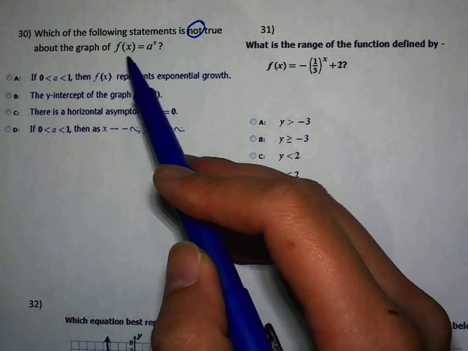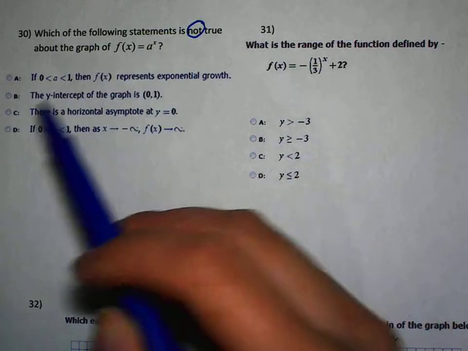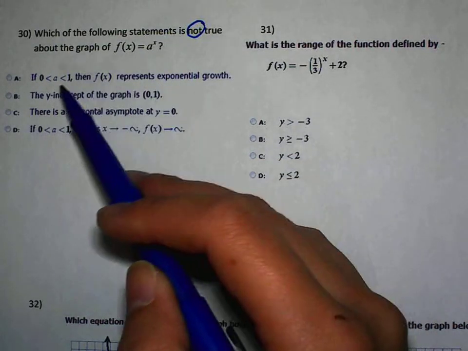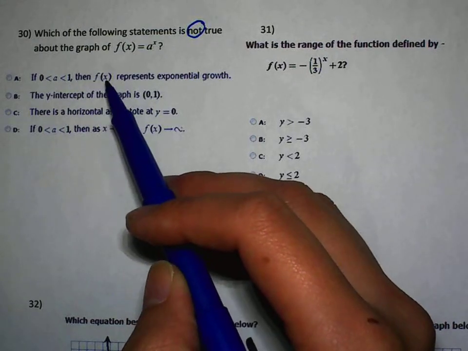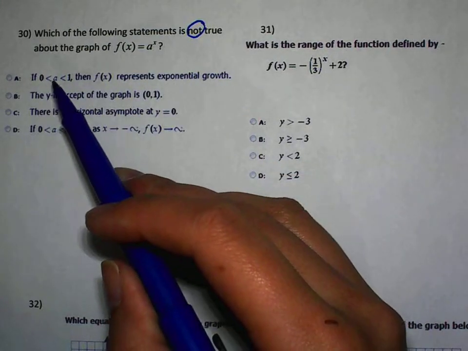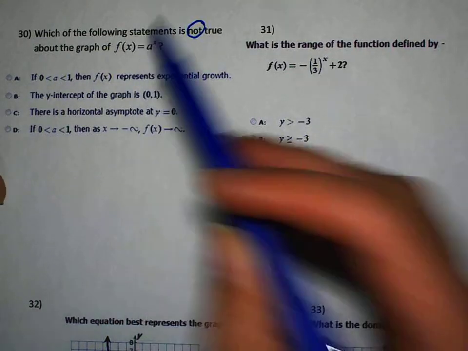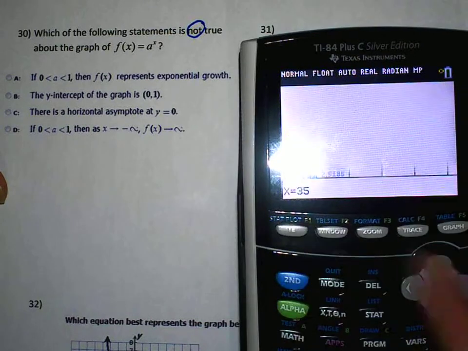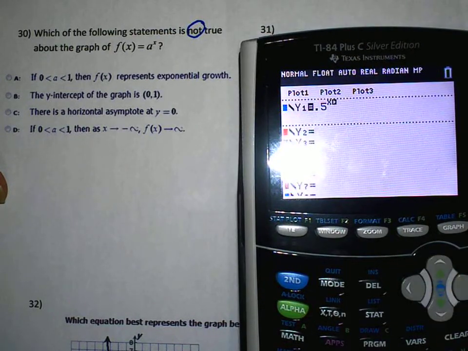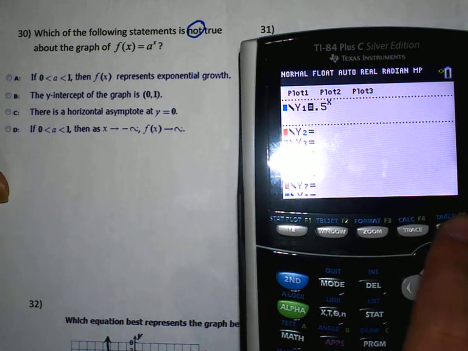Here they're telling you the graph is an exponential function, all right? So A, if that base, that a, is between 0 and 1, then f of x represents an exponential growth. So all I'm going to do is pick a number between 0 and 1. So I'm going to put 0.5 and plug that into my calculator, 0.5 raised to the x power. If it looks like exponential growth, I'm going to move on to B.